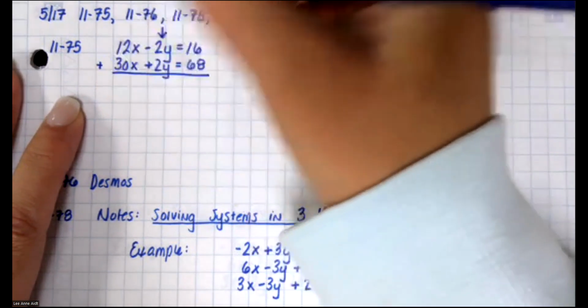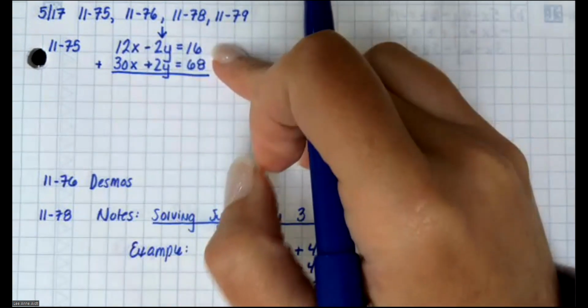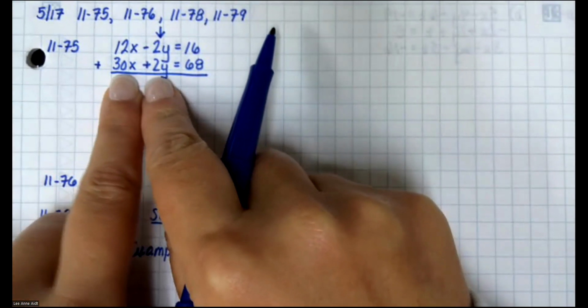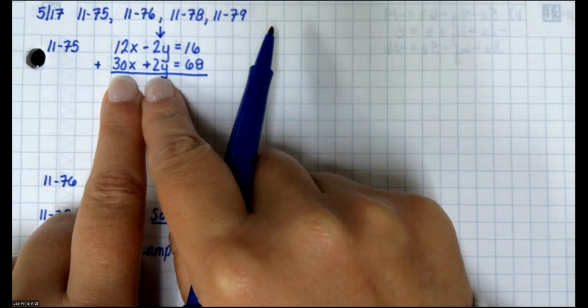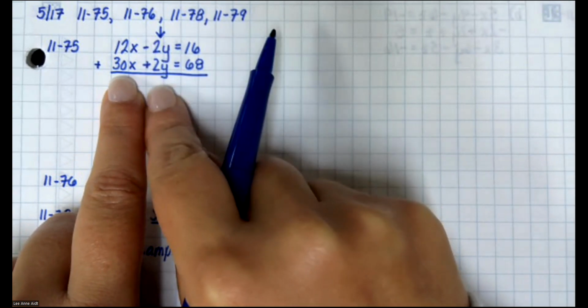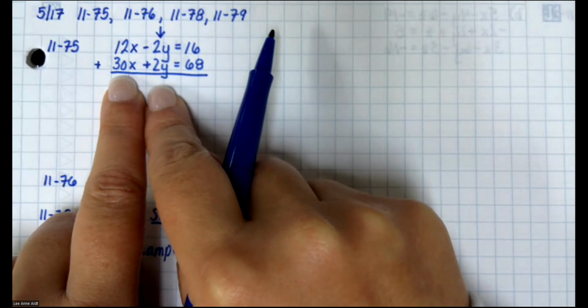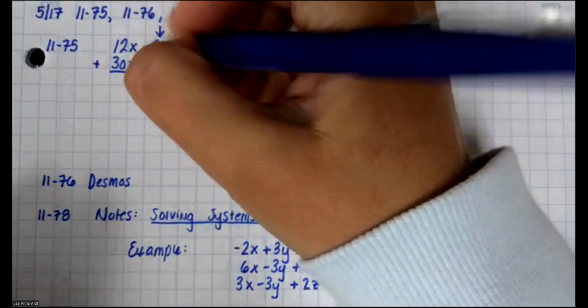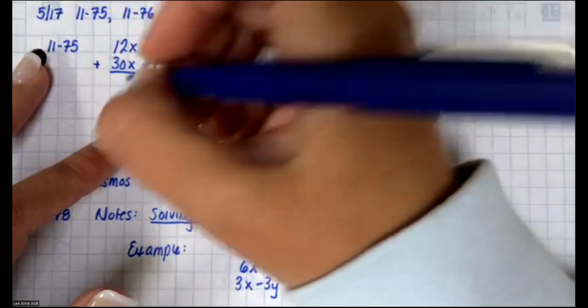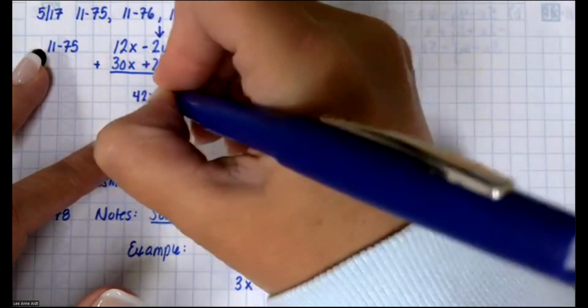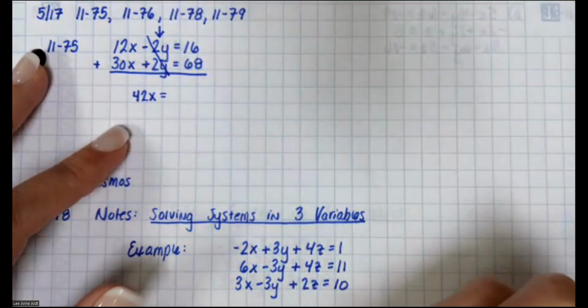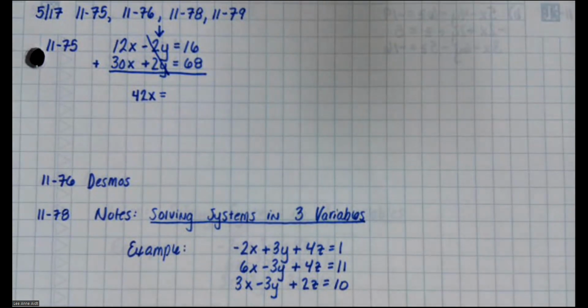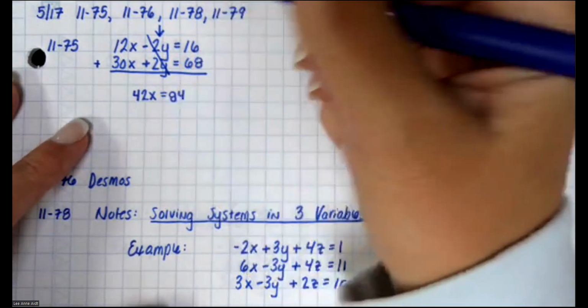And I'm going to put an arrow here because technically you're supposed to look at the problem and say which variable is easier to eliminate. In this case, the decision is so tiny. Clearly, that's the best one to eliminate because those cancel immediately. But we're going to have to put some thought into when we actually do our problems. So anyway, 12x plus 30x is 42x equals, the y's eliminate. And what's 16 plus 68? 84, that would make sense.